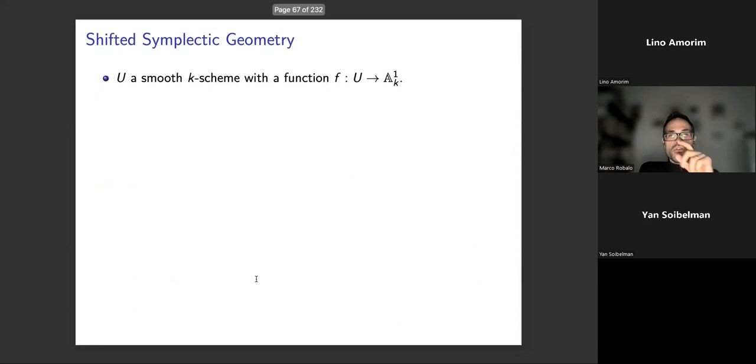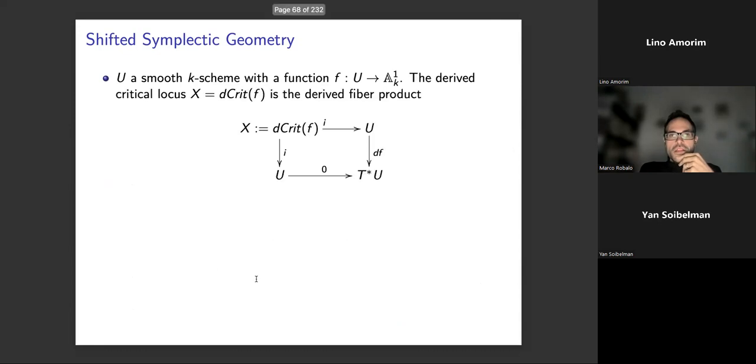Okay. So let me show you an example where you can see what is going on. Very simple. So take a smooth scheme and take a function and look at the derived critical locus. If you don't know what a derived critical locus means, you can just think about it as looking at the critical locus. So you just look at the points where df equals 0.